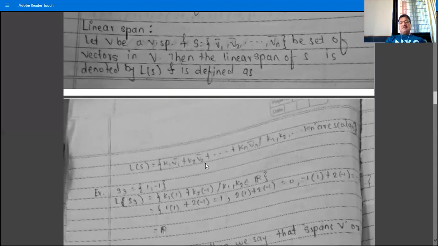And this K1 V1 plus K2 V2 plus Kn Vn, all are elements of vector space V, and therefore their addition is also an element of vector space V, because V is a vector space, meaning V satisfies all the 10 properties. That is, V is closed for addition, V is closed for scalar multiplication, and therefore the addition of all these scalar multiples belongs to V.